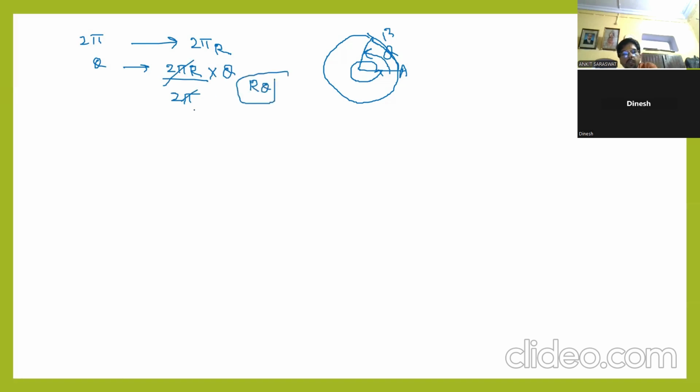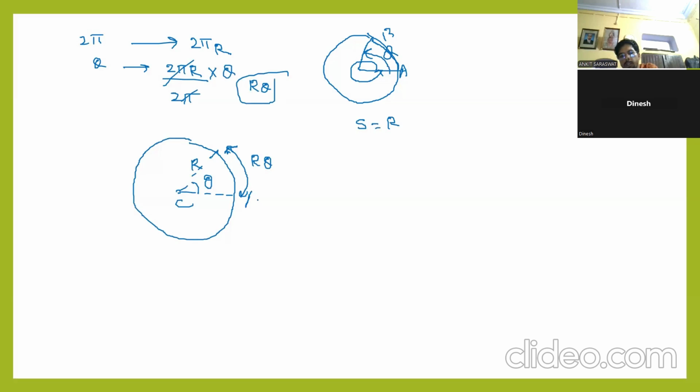And what is this? Meaning is that this is the center, this is theta, this is r, then the linear displacement will be r theta. This is known as S. How much does it travel, let us suppose AB? r theta.